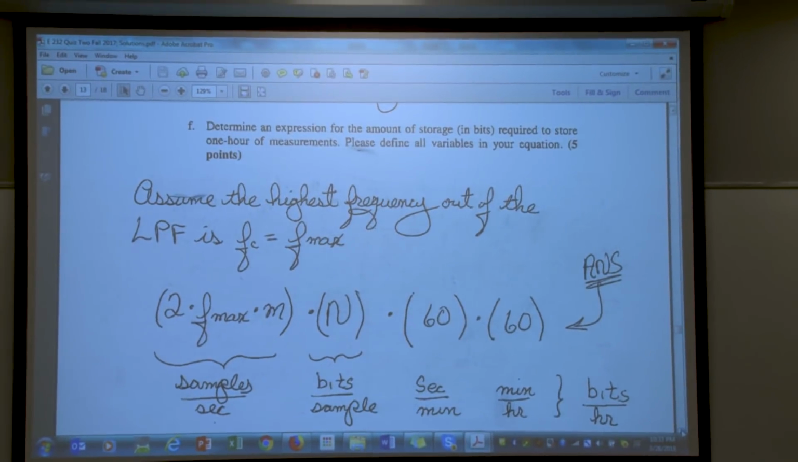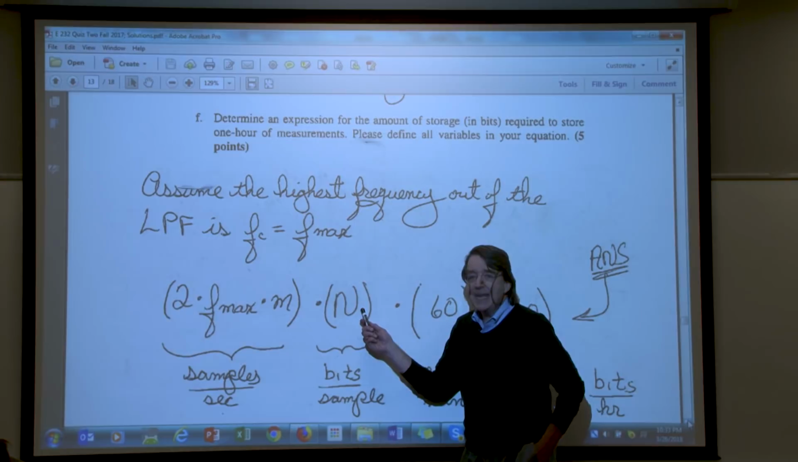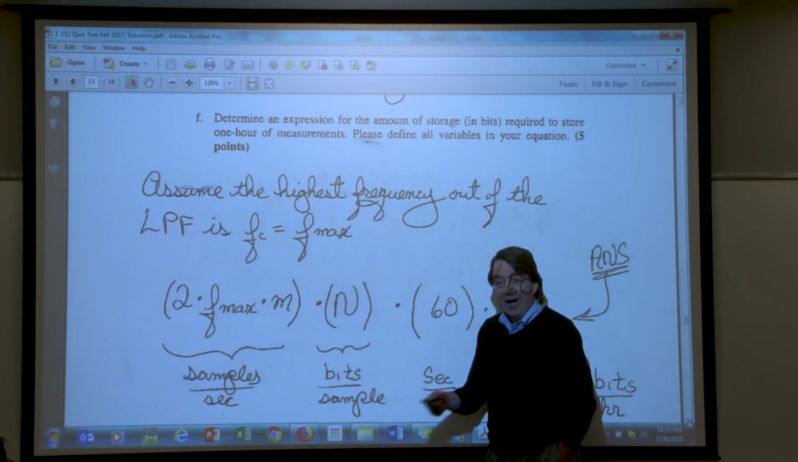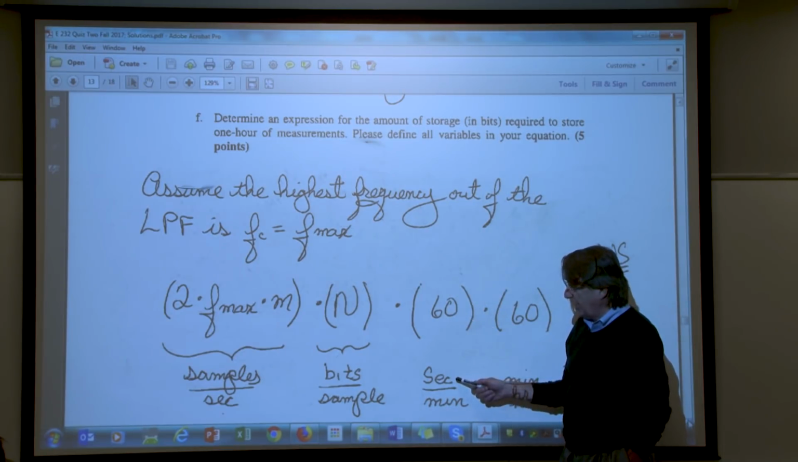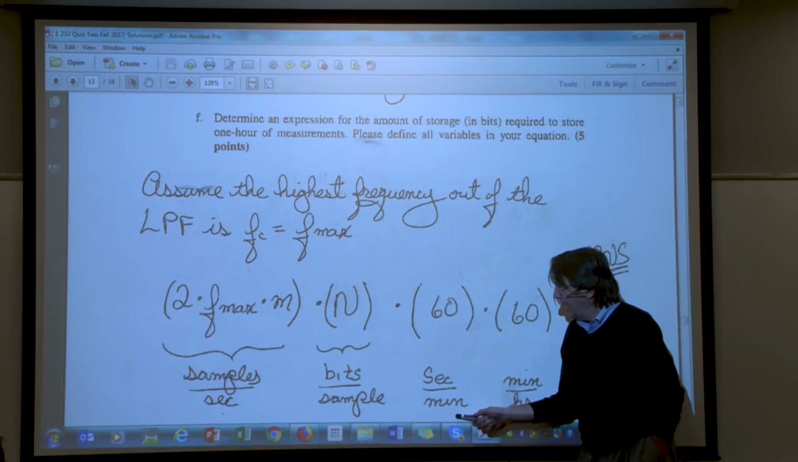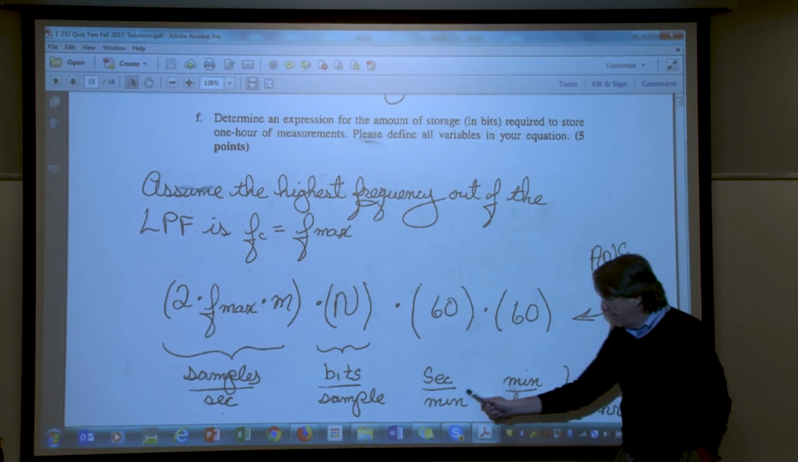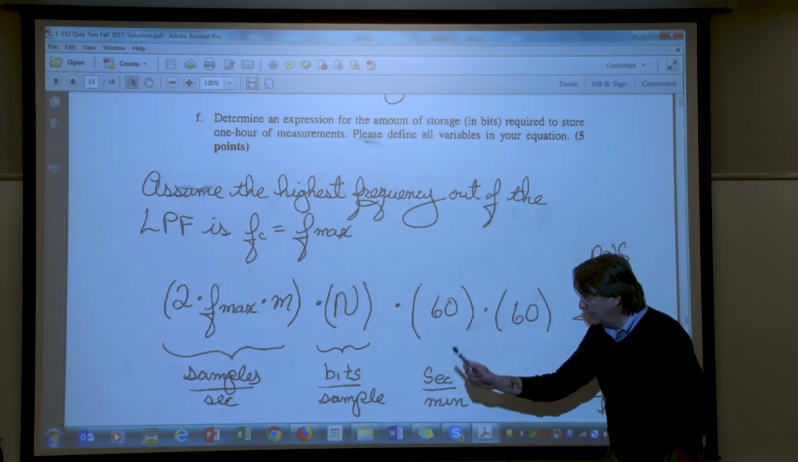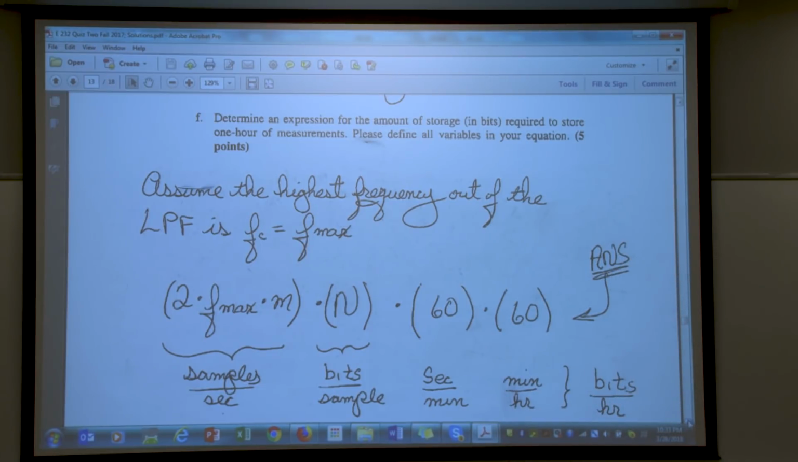Now, that's samples per second, times N bits per sample. The samples cancel. I'm left with bits per second. I then multiply that by 60, because there are 60 seconds in a minute, and I multiply by 60 because there are 60 minutes in an hour. Look, the minutes cancel, the seconds cancel, the samples cancel. I'm left with bits per hour. Bits per hour, I got it. That is the answer.